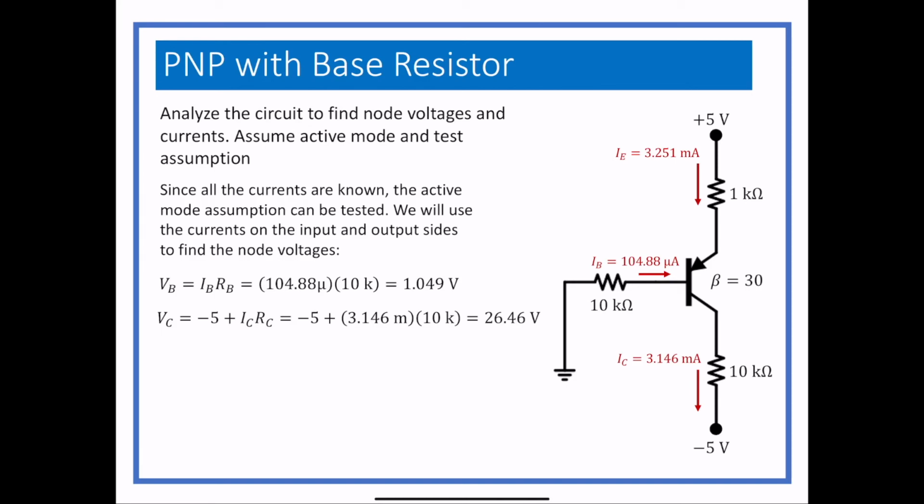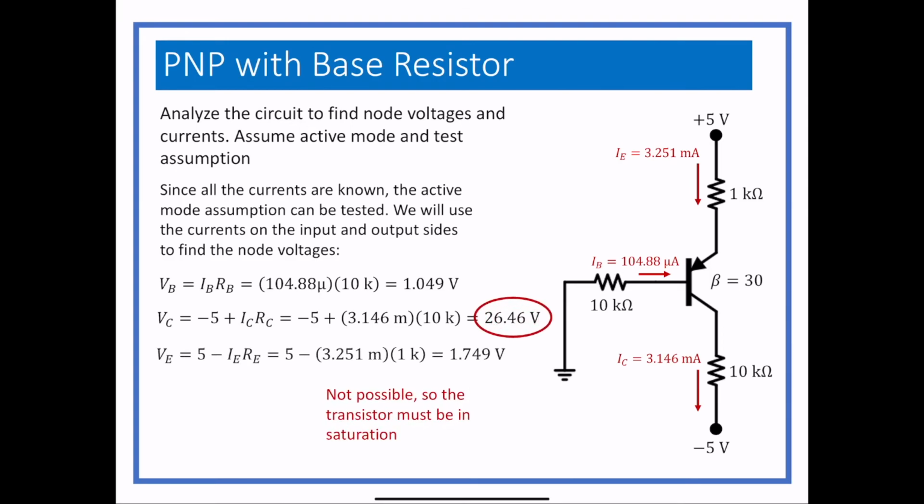We're going to go on and find VE just for grins. And when we do that, we get 1.749, but the 26.46 volts is not going to work. The other two would work, but we can't have 26 volts in a circuit that goes from plus 5 volts to minus 5 volts. So that's not possible, which means the transistor is in saturation. So we're going to have to go back and reanalyze the circuit using different values.